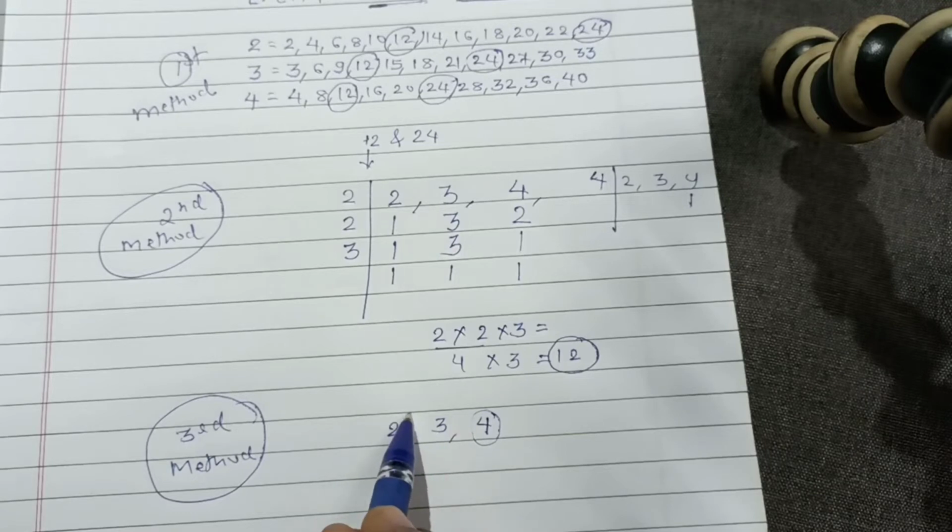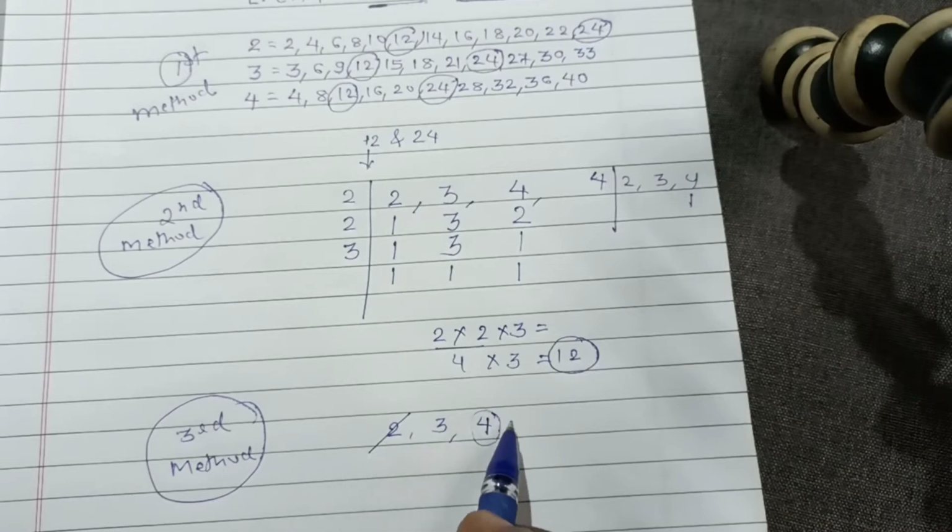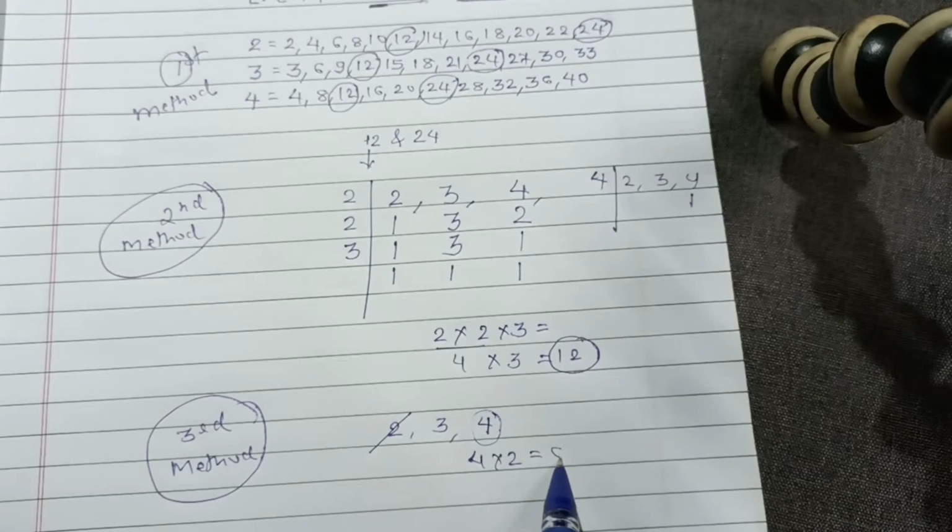So that time you have to cancel this. But 3 is not divisible by 4. Therefore you have to multiply by 2. 4 2s are 8. So 8 is not divisible by 3. Therefore you have to move to 3.